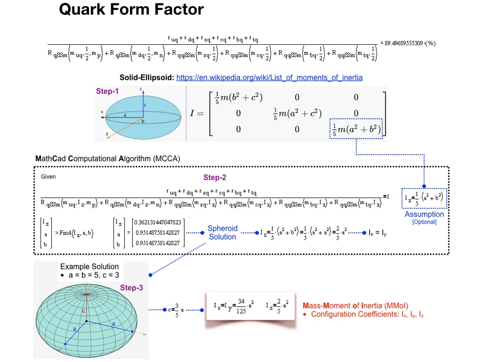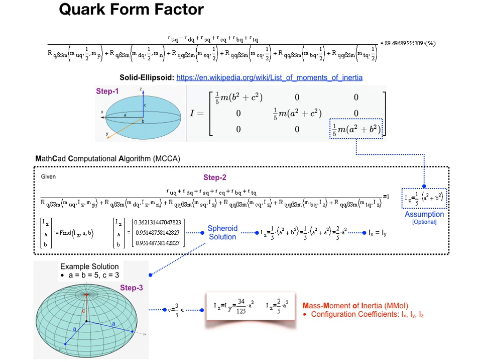The assumption appearing in the blue box within the MathCAD computational algorithm is not required in order to calculate the mass moment of inertia configuration coefficient I sub z. The stated assumption is required for the computation of A and B, not I sub z. The fact that the mass moment of inertia configuration coefficient calculated resides between 0 and 2/5 means that the geometric solution we are seeking resides somewhere between a point particle and a solid sphere. Hence, the obvious compromise is a solid ellipsoid.